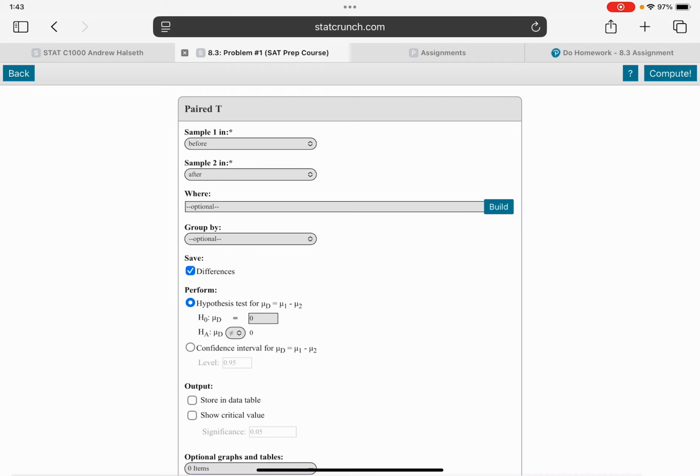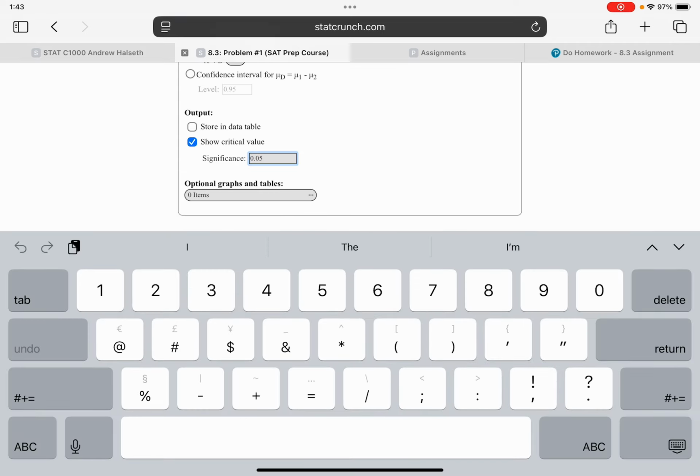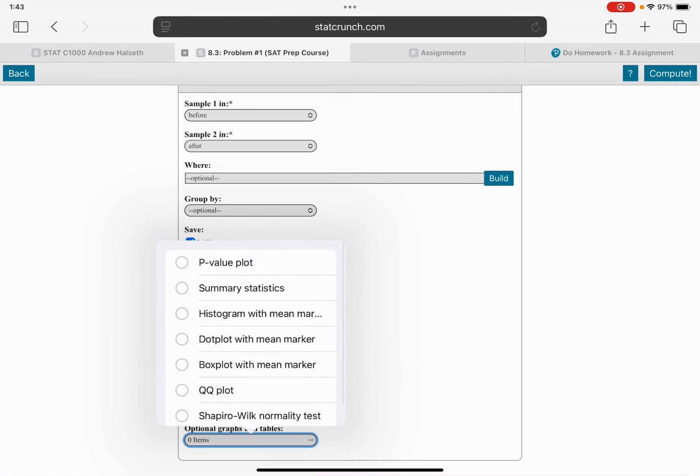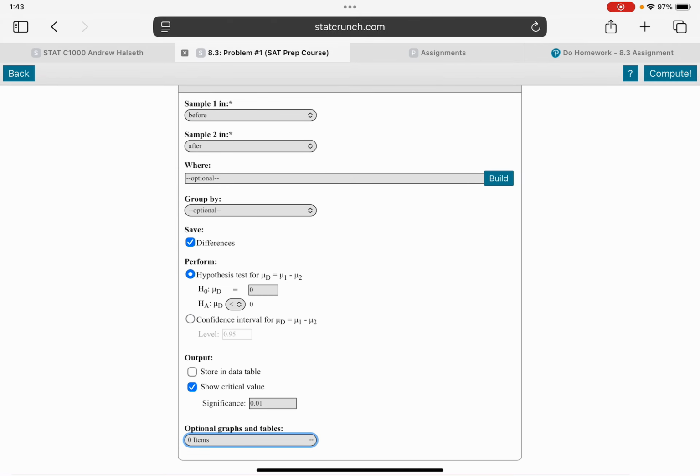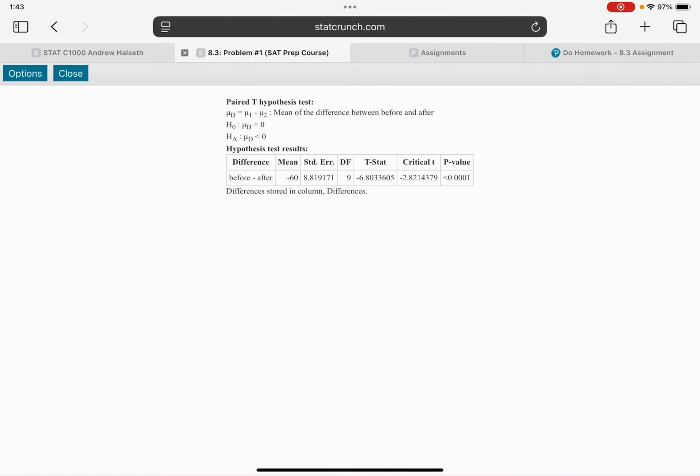For H0, leave that 0 all the time for these, and then HA, match what you just wrote down, which was less than. It's always nice to show the critical value in case you need it in my lab. So this one is a 0.01 significance level. And that's the setup. Click compute, and everything works out really nicely. We get the T-stat, the critical value, the p-value. All of those are accurate, nothing weird going on in this section.